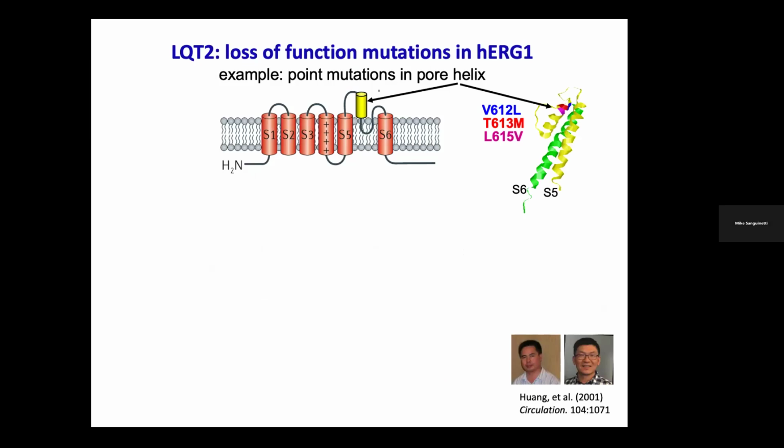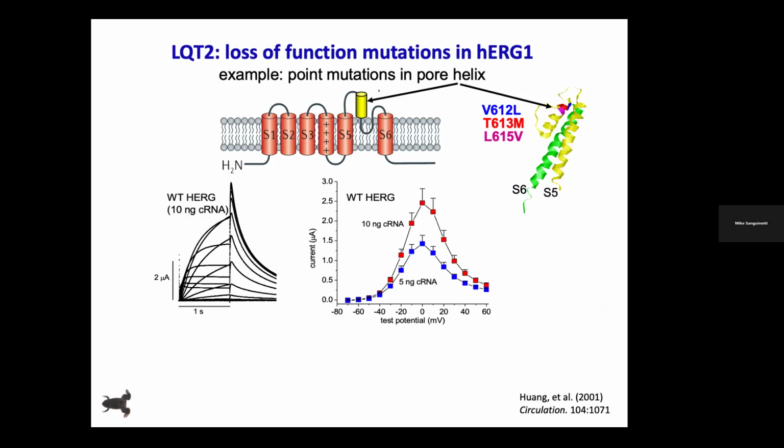I'll give you one example of the physiological dysfunction of some of these mutations that we studied quite a long time ago, in this case by Fuda Wang and Jun Chen. These are 3 different mutations, all very close to each other in the pore helix, which is this feature right here. They're again just point mutations, single amino acid changes. Here's a wild type current in oocytes injected with 10 nanograms of cRNA, quite a bit of RNA, and you get really big currents. If you halve the amount of RNA, you get about half the current. And that's just wild type alone.